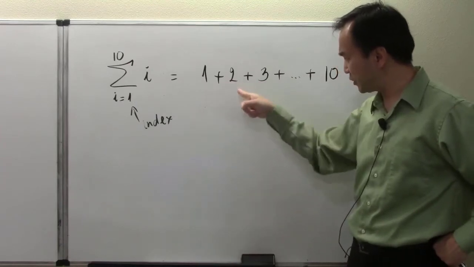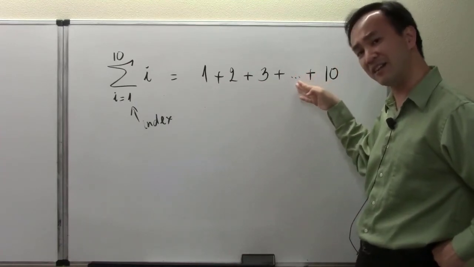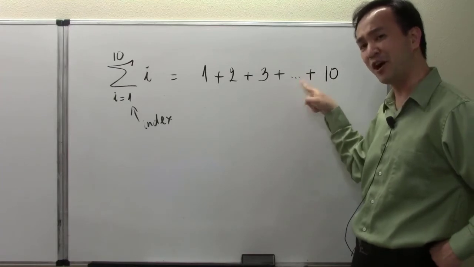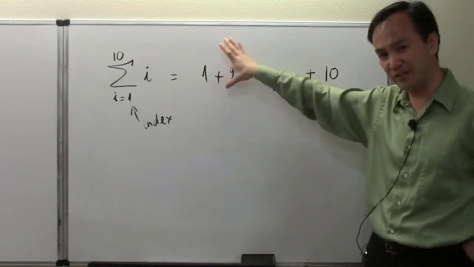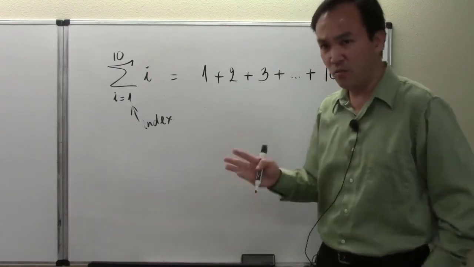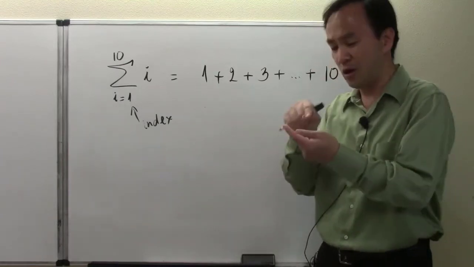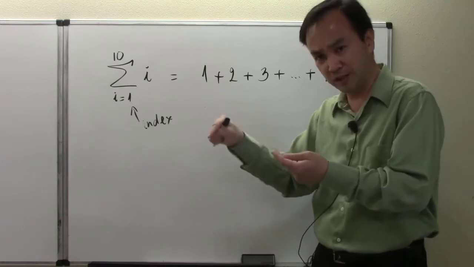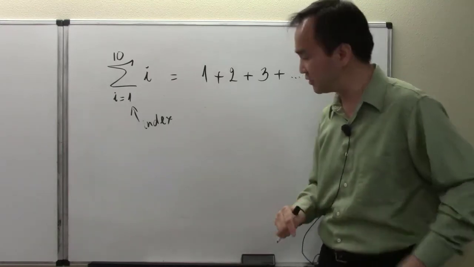We have 1, 2, 3, 4, 5, 6, 7, 8, 9 are all being hidden in these dots right here, and then plus 10. So really we have 10 terms here. The question now is, how are we going to quickly add? I don't want to sit there and go through my calculator, 1 plus 2 plus 3 plus 4. We don't want to do that, even though it will work.